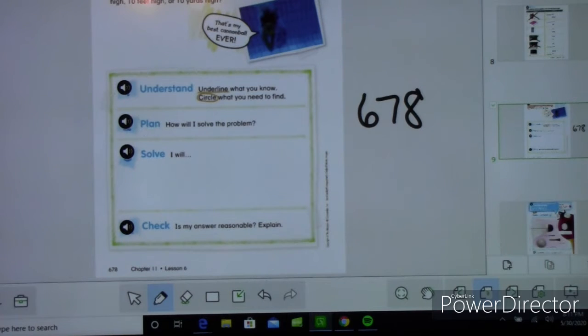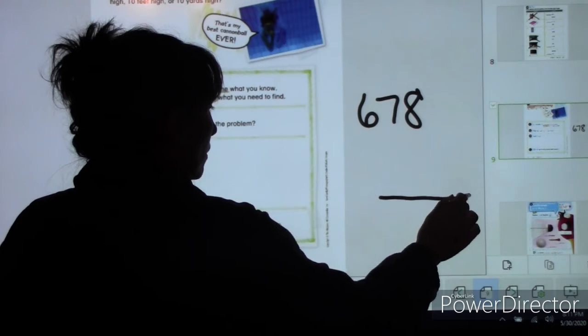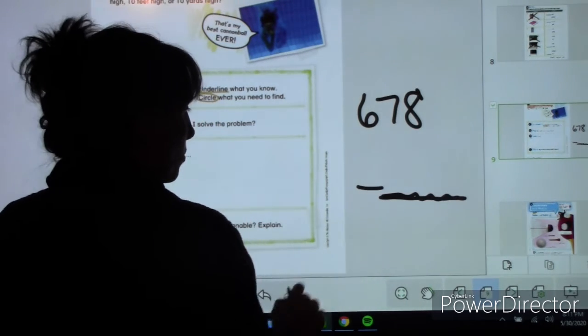So, our sample problem says, Zachary is looking up at the high diving board at the pool. Is the high diving board 10 inches high, 10 feet high, or 10 yards high? So I want you to think about the high diving board at a pool. Usually our pools at home, okay, let's pretend this is my pool, there's my water. The diving board is usually just above the water.